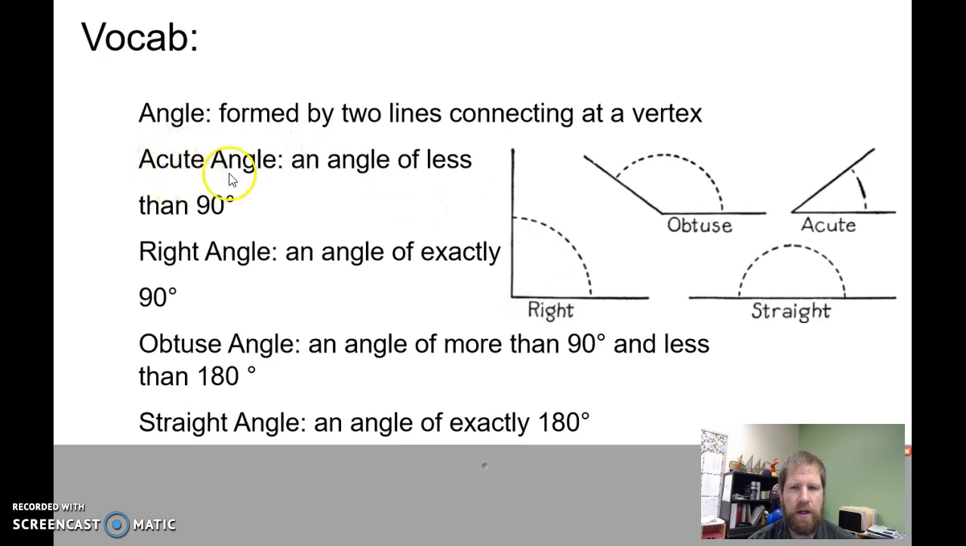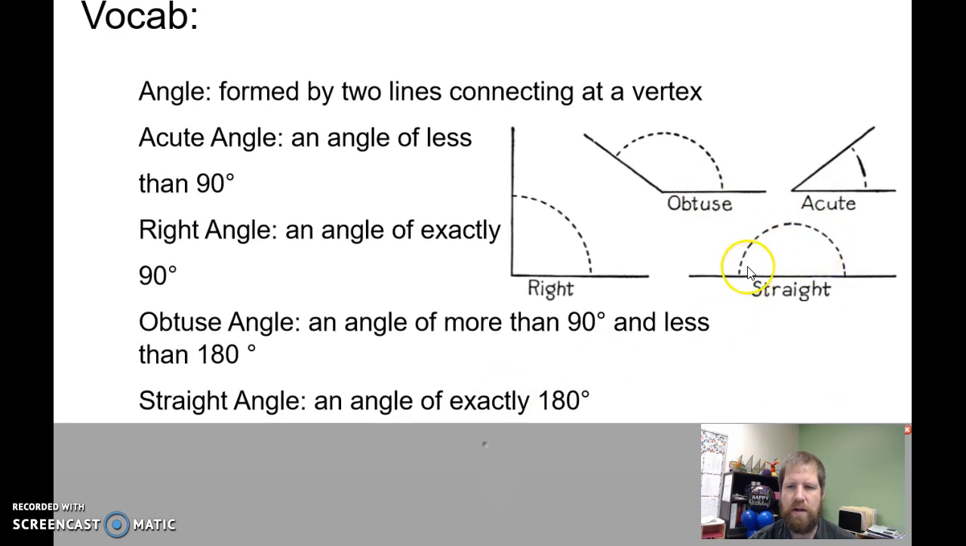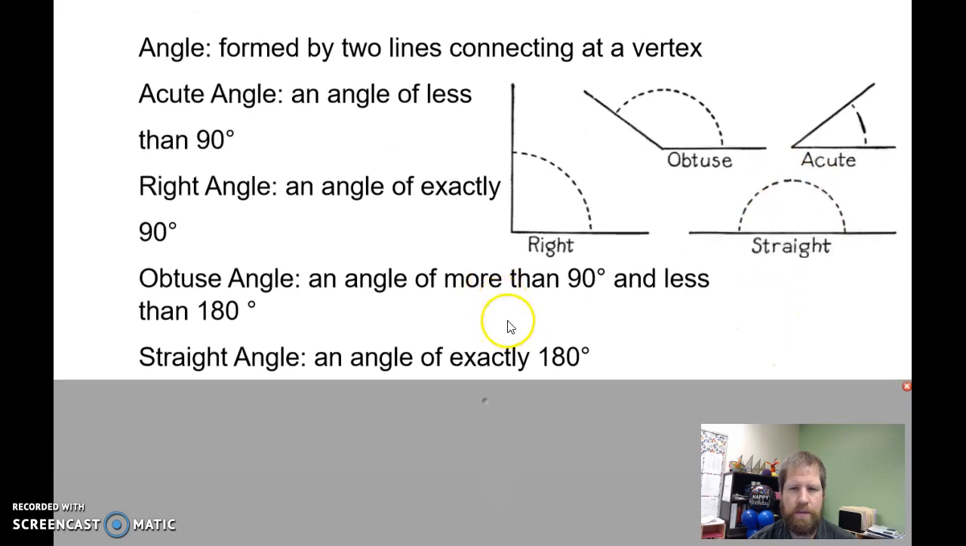An acute angle is anything less than 90 degrees. A right angle is exactly 90 degrees. An obtuse angle is anything greater than 90 degrees, but less than a full 180 degrees. And a straight angle is exactly 180 degrees.